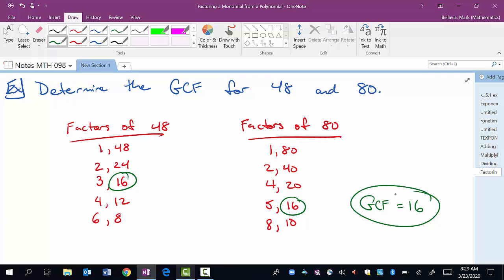There are other common factors, right? You see 2 on the list, 4's on both lists, 8's on both lists. So there are numbers that fall on both lists that aren't the greatest common factor. They're still common factors, so they're helpful to know. But if they're not the greatest, that's not the one that we want. We want the largest one. All right, so the largest one that's common to both lists, or the greatest common factor, is 16.